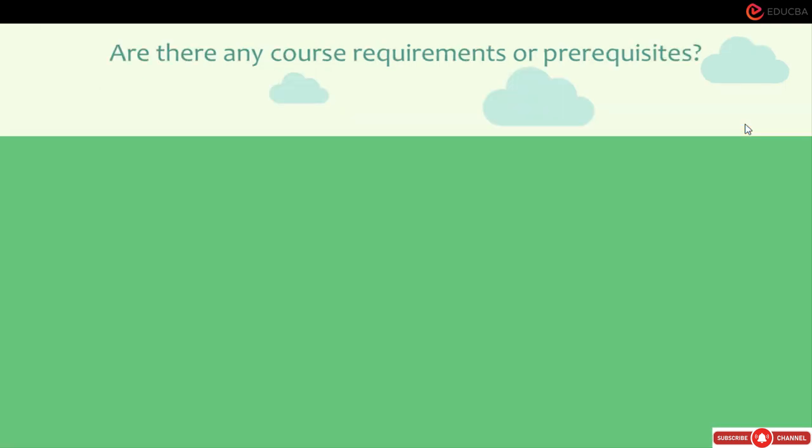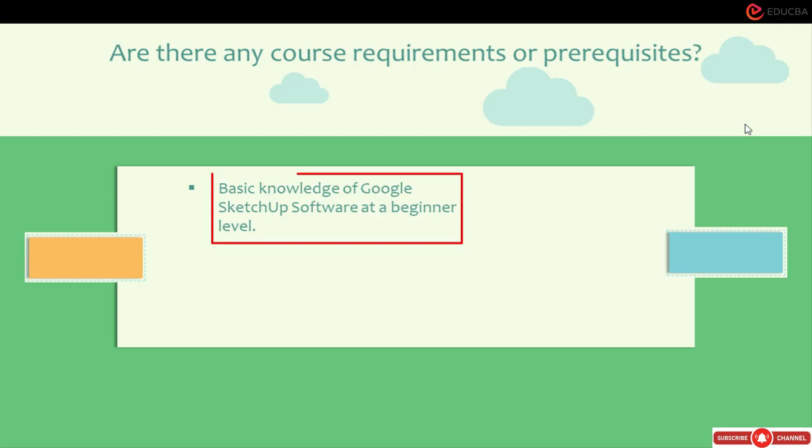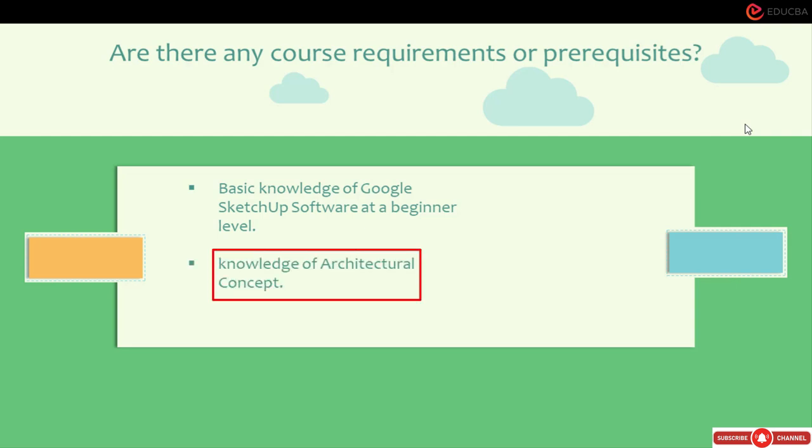There are prerequisites for this course. Basic knowledge of Google SketchUp software at the beginner level. If you are a beginner with very little knowledge about the SketchUp software, by this course or project you will definitely learn how to use the common tools of SketchUp, as well as some important tools like shades, making components as well as inserting components, styles, etc.